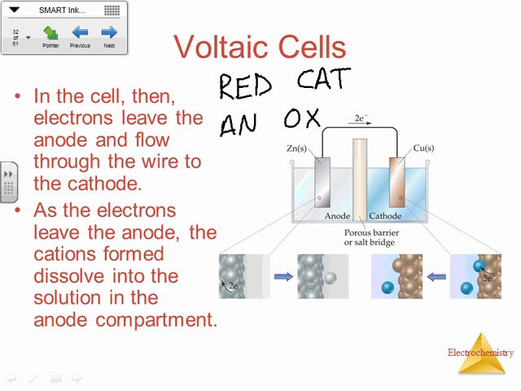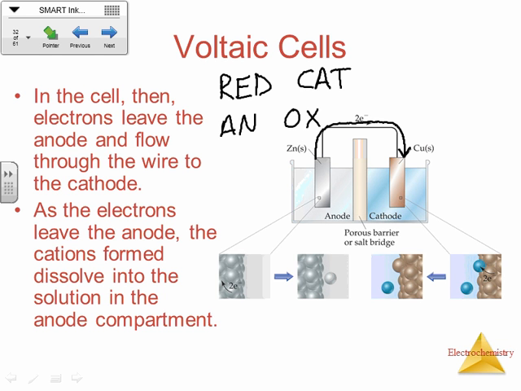Yeah, we kind of already talked about this. As the electrons leave the anode, the cations form and dissolve into the solution in the anode compartment. Well, maybe we didn't quite talk about that. So what you've got happening here, again, just to make sure this is making sense. So you've got the solid zinc here. Okay, we're going to call this side the anode because that's where the electrons are going from, right? So the electrons travel this way into the cathode, all right?